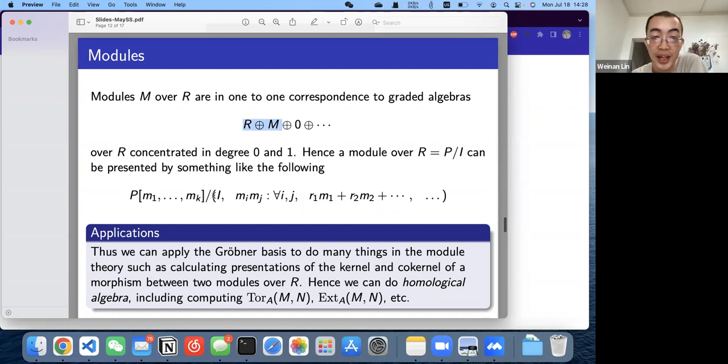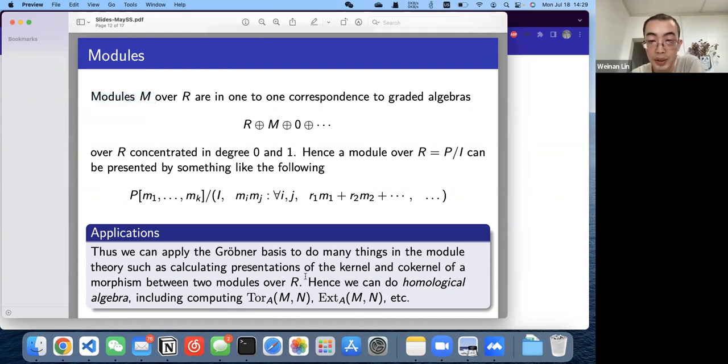So here you see that we can use the Gröbner basis for this kind of ideals inside the extended polynomial algebra to describe modules over R. So what I'm saying is that you can use Gröbner basis to study modules over R, not just rings, but also modules over rings. And this is very useful. So we can apply the Gröbner basis to do many things in module theory, such as calculating presentations of the kernel and cokernel of a morphism between two modules over R.